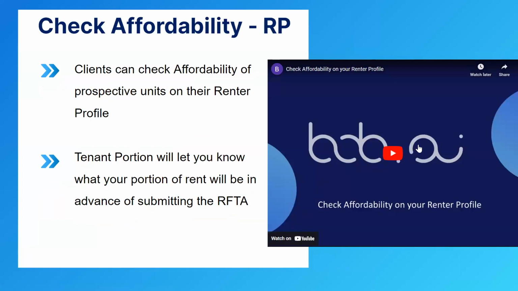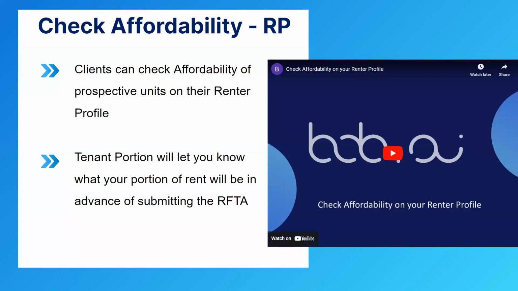Now, you can also check affordability on your renter profile. Let me show you one video. Give me one more second to turn on sharing with sound. Okay, so you can check affordability at any time, or you can show your renter profile to the landlord, and the landlord will be able to check if you can afford the unit. And also you can see the tenant portion of the rent, and you can know it even before you submit the RFTA to the PHA.